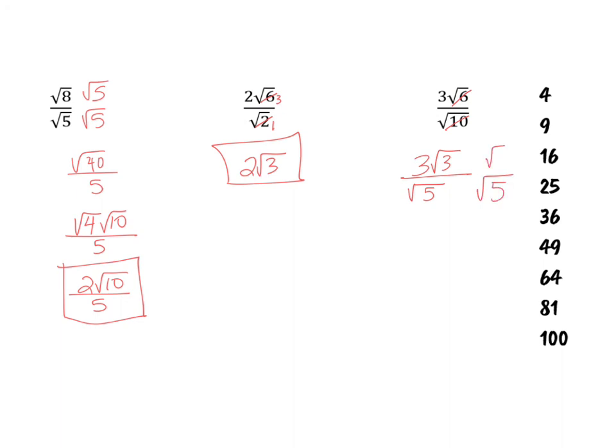So I'm going to multiply by root 5 over root 5. In the top, I'll have that 3, but then the radical 3 and the radical 5 get to multiply. And in the denominator, I just am left with a 5.